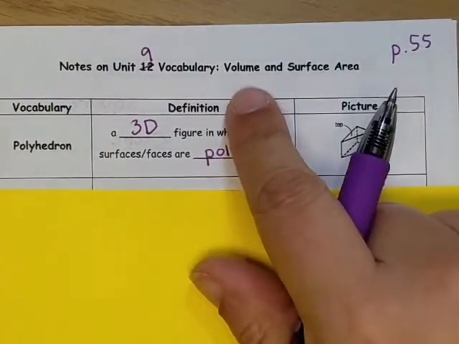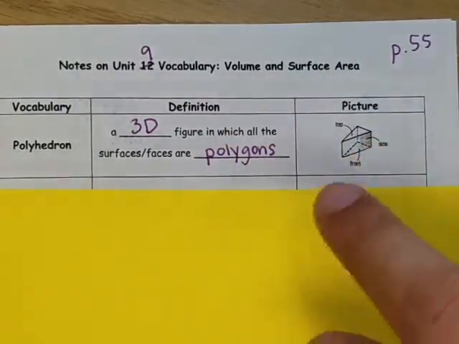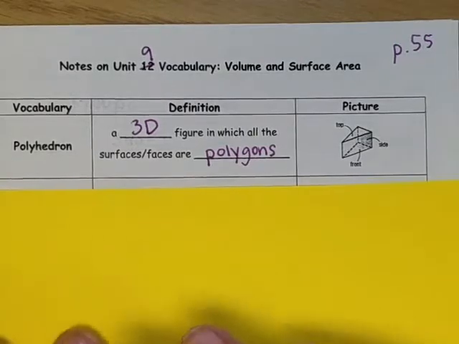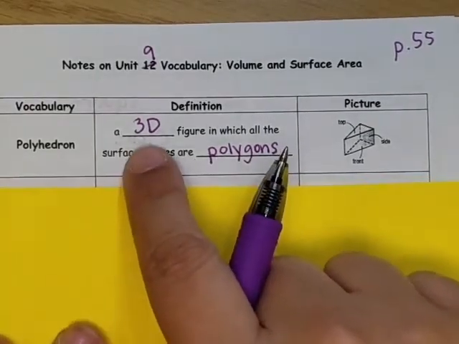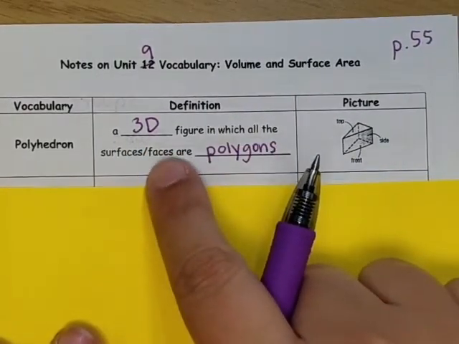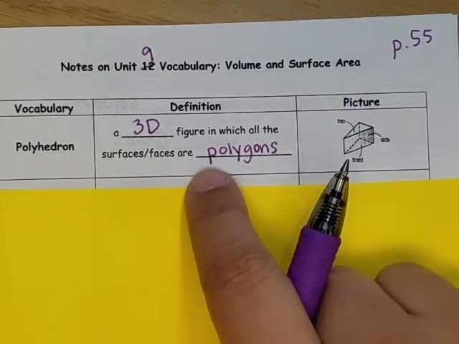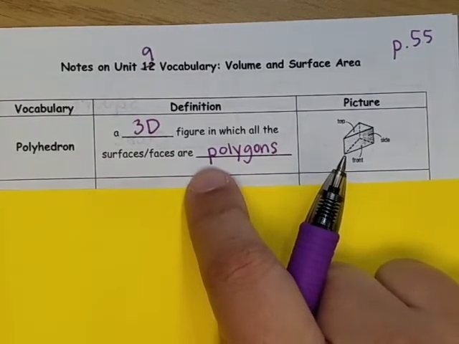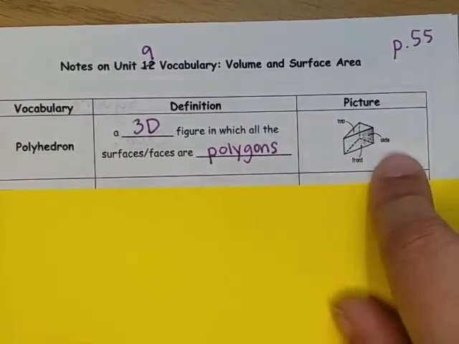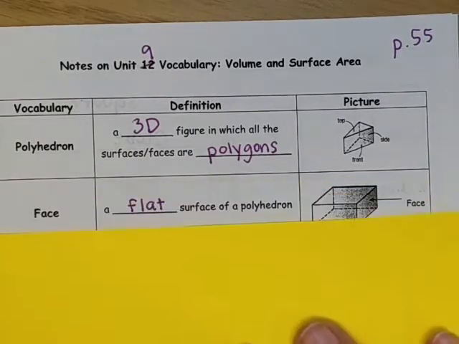And this is going to be our vocabulary on volume and surface area. So let's get started. Let's just get some background information. A polyhedron is just a 3D figure in which all surfaces and faces are polygons. Polygons are just multi-sided shapes. Okay, so here's a picture of a polyhedron.